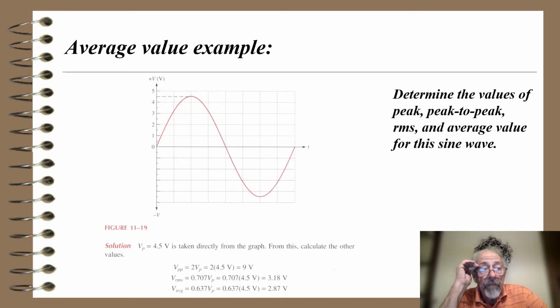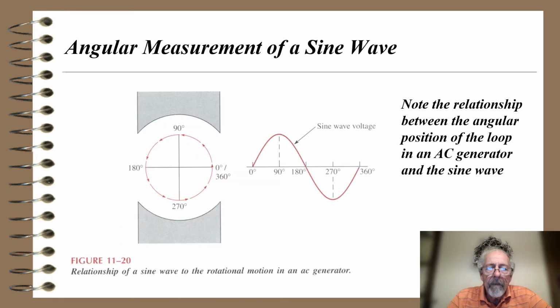So here's an example, and this one shows figure 1119. Determine the values of peak, peak to peak, RMS, and average value for the sine wave. It looks like it goes up to plus 4.5 and down to minus 4.5, so the peak to peak would be 9 volts. If I multiply 0.707 times the voltage peak, I get 3.18 volts. And to find the voltage average, I take 0.637 times the voltage peak, and I get 2.87 volts.